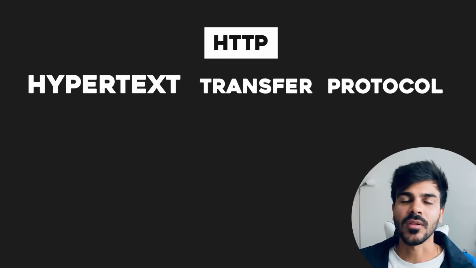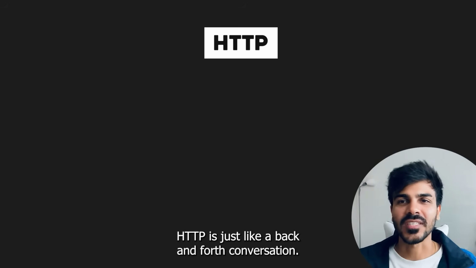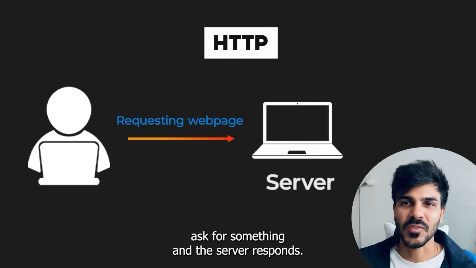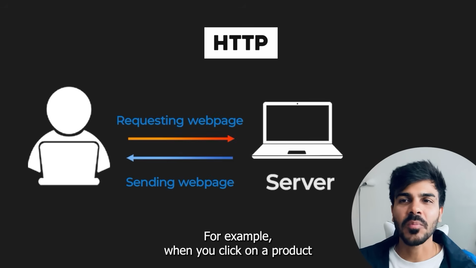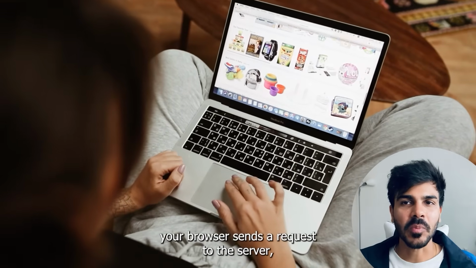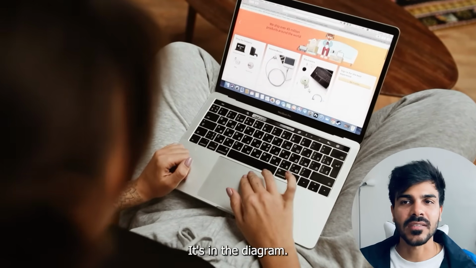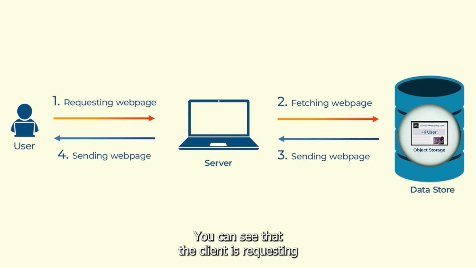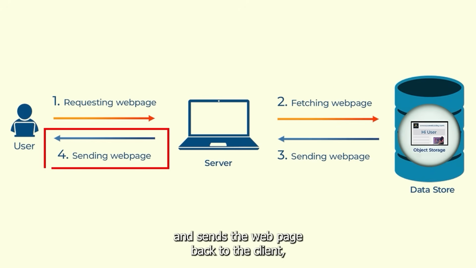Hypertext Transfer Protocol, the most commonly used protocol on the internet. HTTP is just like a back and forth conversation. You, the client, ask for something and the server responds. For example, when you click on a product while shopping online, your browser sends a request to the server, which then sends back the product details. In the diagram, you can see that the client is requesting a web page from the server. The server fetches the data and sends the web page back to the client, making it visible on your screen.